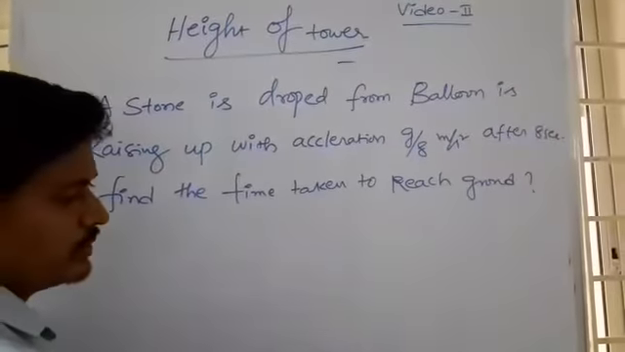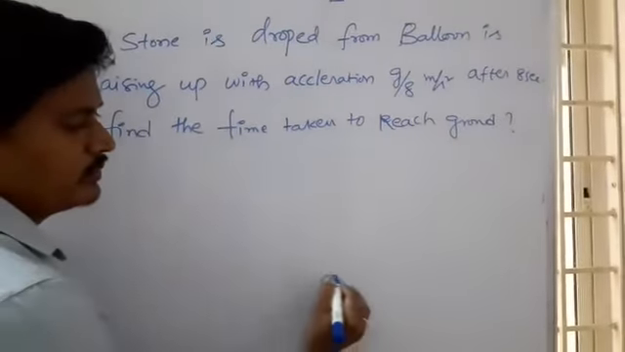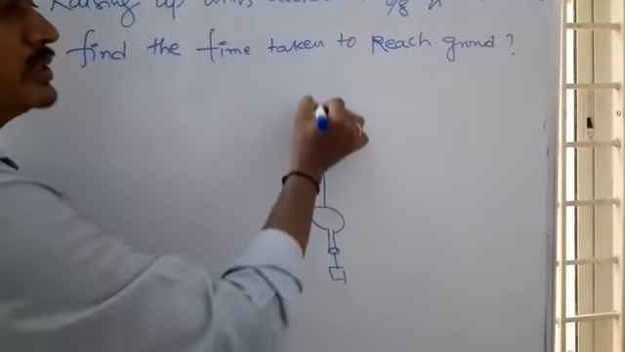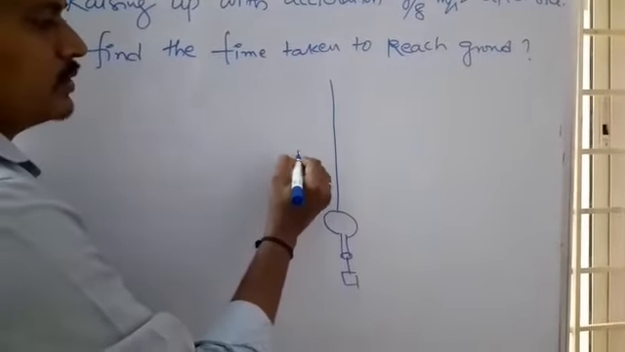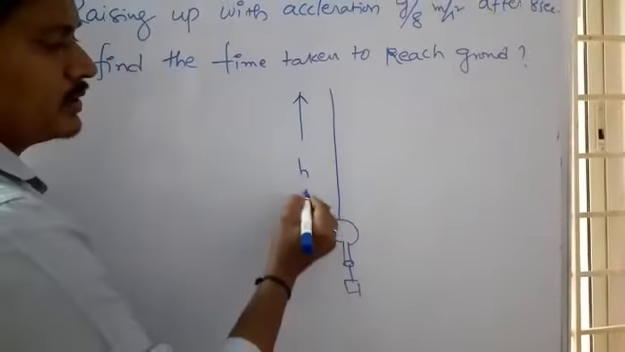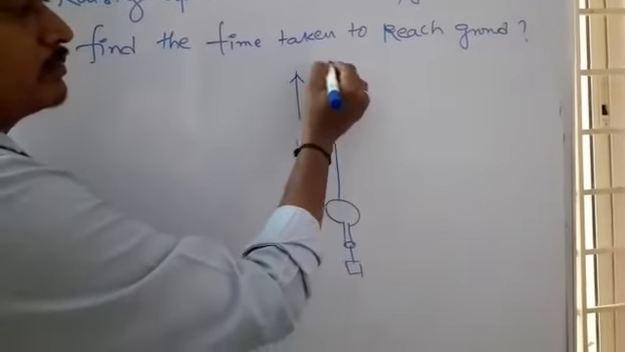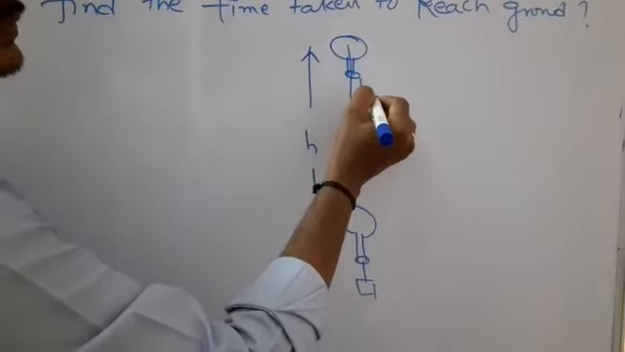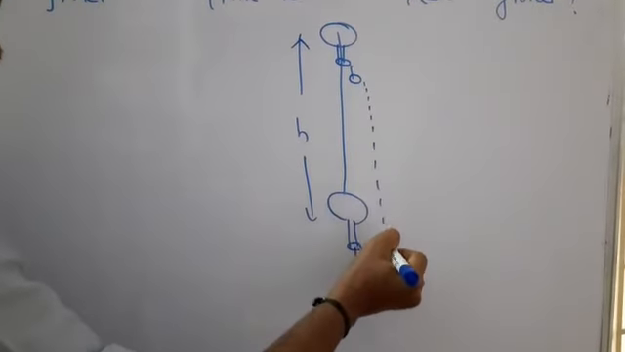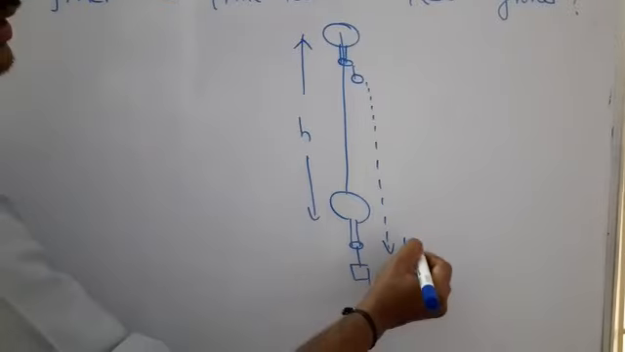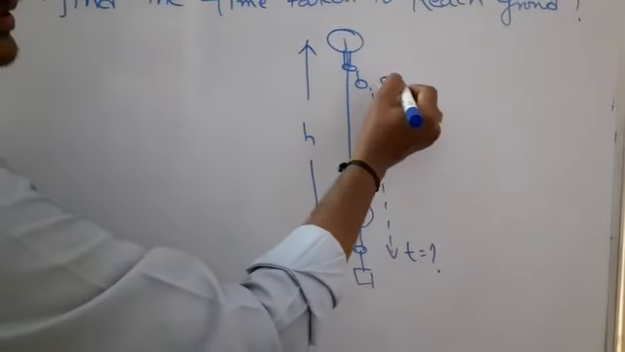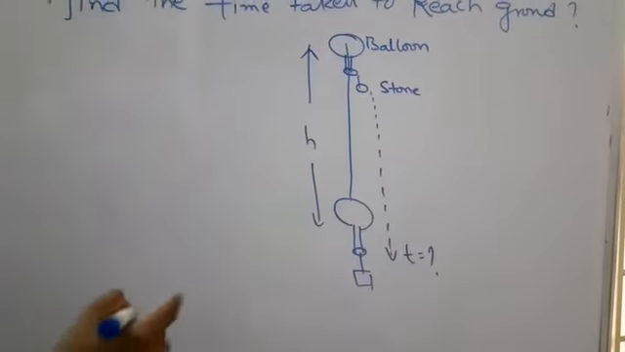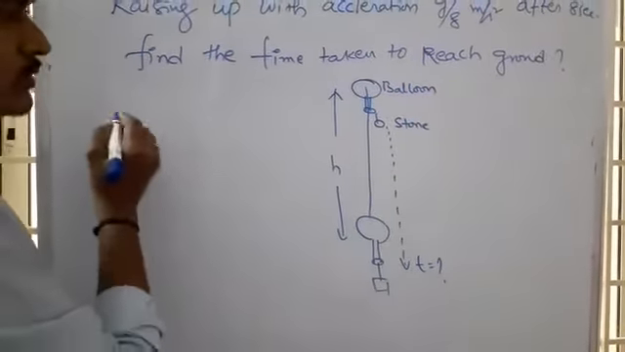Okay, so for example, we can consider a balloon. Here the stone is connected with it. Now this balloon is rising up to a height, assume h. Now at the balloon position the stone is dropped, the stone is released. What is the time taken to reach this ground?